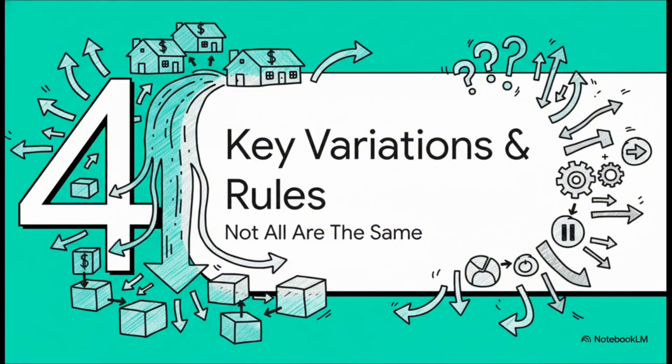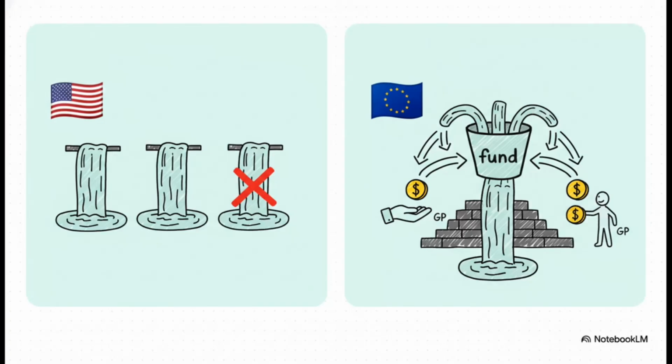Okay, so the structure we just went through, that's a super common example. But you have to know that not all waterfalls are created equal. There are some really crucial variations and rules that can completely change how the money flows. One of the biggest differences you'll see is the American versus the European waterfall. The American style calculates that big promote on a deal-by-deal basis. So a GP could have one huge win and get a massive payday, even if another deal on the same fund loses money.